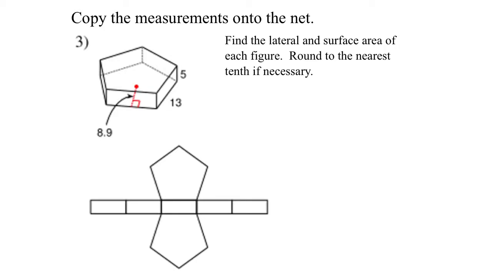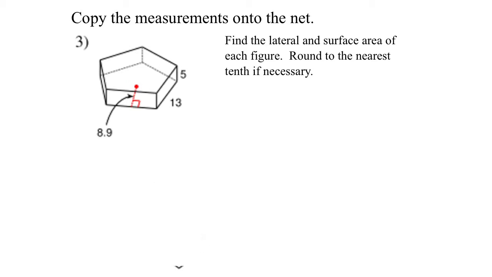Alright, now we got a pentagonal prism because we got the two pentagons on the top and bottom, so that's considered the base. And then we see all of the lateral faces are rectangles right there, which we would expect out of a prism. Now we do have the net on this one, and you can use the net if you'd like, but I'm actually going to proceed without the net because I believe on several of the assignment problems there is no net as well.